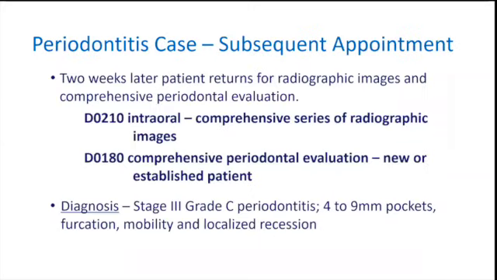Now, let's say that 2 weeks later, you had expected the patient to return for radiographic images and comprehensive periodontal evaluation. You've allowed for that period of healing. Here you would code for D0210, oral comprehensive series of radiographic images, and then D0180, comprehensive periodontal evaluation, new or established patient. And then in this situation, we documented that the patient's diagnosis is stage 3 grade C periodontitis with 4 to 9 millimeter pocketing, multiple tooth involvement, mobility, and localized recession.